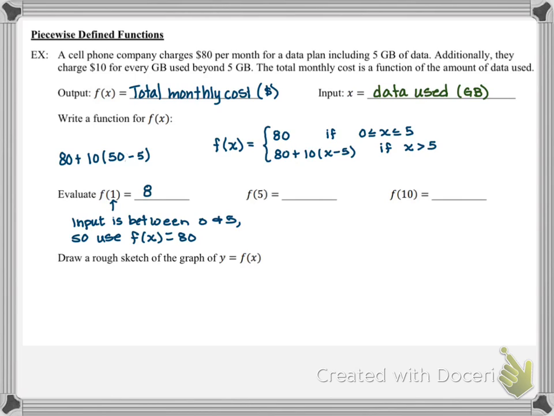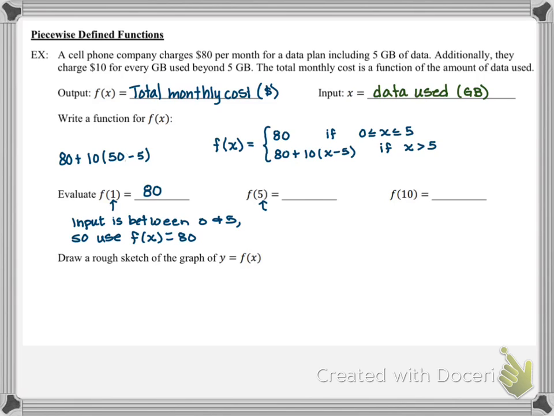Good. And Garrison's right, we can't just use that second line for all of them, right? Because if we had 1 gigabyte, we'd have -4 times 10. That would be like they were giving us money back for the data that we didn't use. If we didn't use the entire 5 gigabytes, they're not going to give us money back for what we didn't use. So that's why we need 2 rules, because there's no one rule that will work for every x value. So if x is 5, which rule are we going to use? Yeah, the same thing, right?